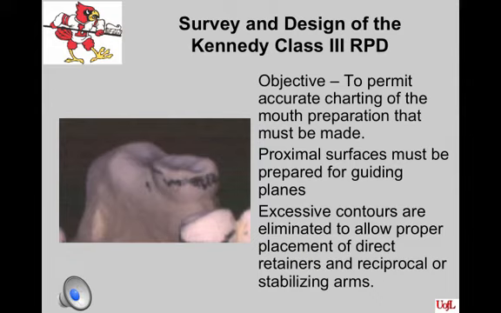Also, excessive contours are eliminated to allow the proper placement of direct retainers and reciprocal components. On this molar, we are possibly placing a direct retainer to the distolingual surface. The first 2/3 of that direct retainer must be all above survey line, so it is necessary that we lower that survey line so that we can place the first 2/3 of that retainer all above the survey line and ideally in the middle third of the tooth.